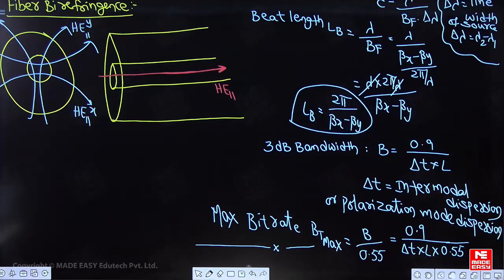Write down LB is equal to lambda divided by BF, that is equal to 2 pi divided by beta x minus beta y.